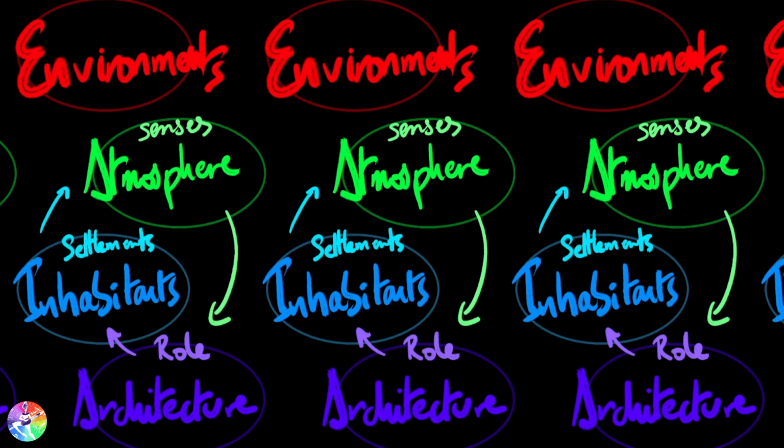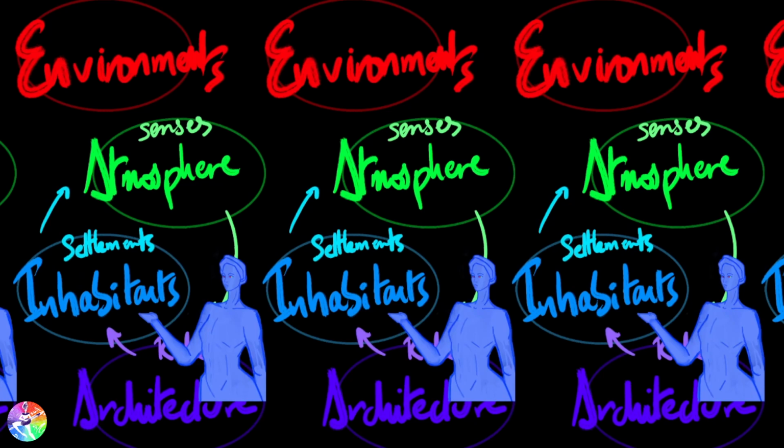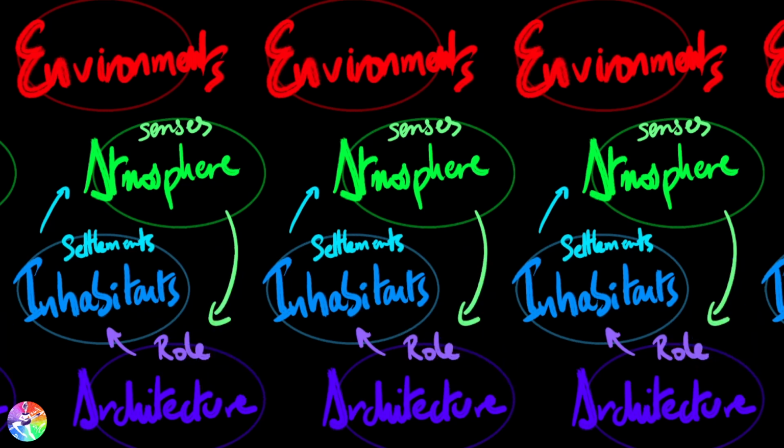The second element you want to consider is inhabitants, the populations which are living in the environment and which have the most impact on its atmosphere. Think in terms of settlements and think in terms of occupation of territory.